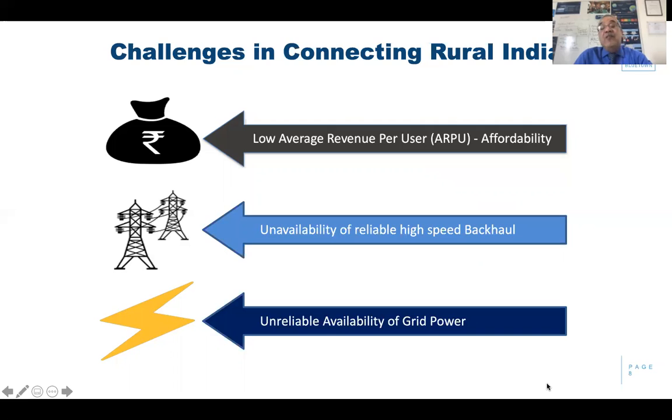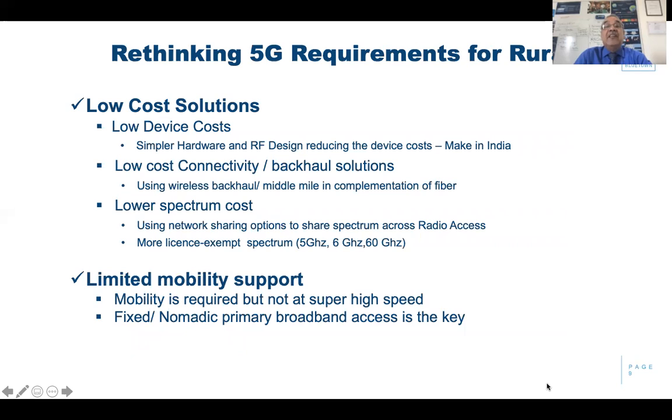Then the availability of reliable high-speed backhaul. In urban areas it is available, there are fibers everywhere, but in rural areas the same is not true. And then the unreliable availability of grid power. So these three main challenges are there when we talk of rural connectivity. If you want to take care of these challenges and characteristics, there is a need for a rethinking, or a fresh thinking, on the 5G requirements.